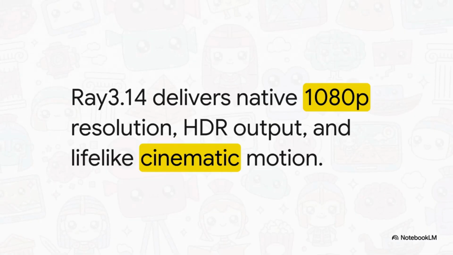Now, what really sets Ray 3.1 apart is the sheer quality of those 5 seconds. We're talking native 1080p resolution right out of the gate. Plus, it supports HDR output, which is absolutely crucial for dramatic historical lighting.